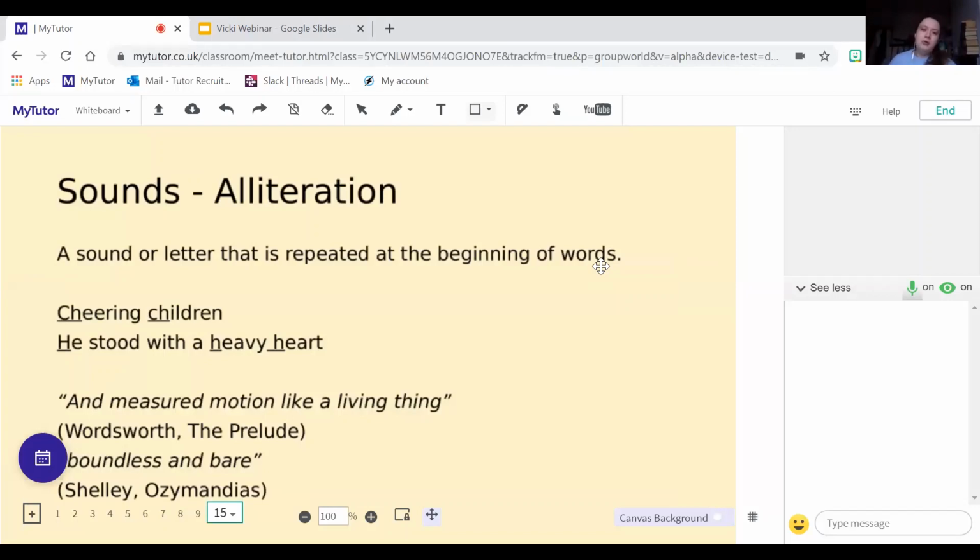So, sounds then, alliteration. So a sound or a letter that is repeated at the beginning of the word at least twice. Now, what's important to note is that you can have alliteration and they don't have to be right next door to each other. So, for example, here, cheering children, he stood with a heavy heart. Now, we can also use he and heavy heart, and you can have 3 instead of your 2, and that's absolutely fine. And I've picked out Shelley here, boundless and bare from Ozymandias. You've got the and in between, you can still say that's alliteration and that's fine. That's usually the only misconception when it comes to alliteration.